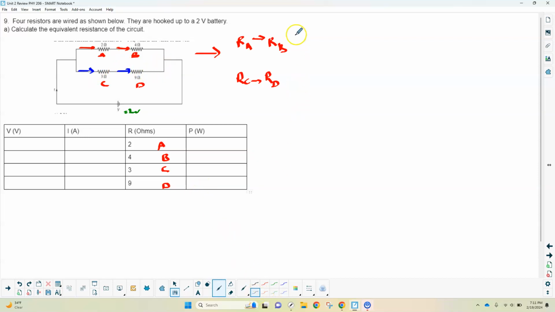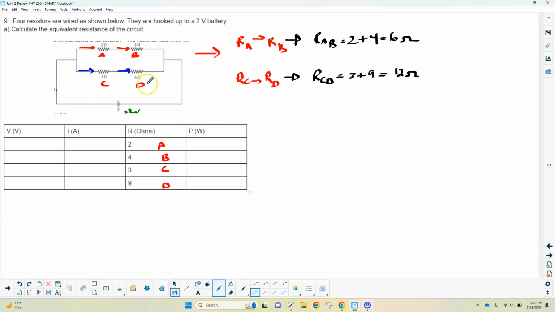So the math for this is pretty simple. For series, you just add. So RAB would be 2 plus 4, which is just 6 ohms. For CD, it would be RCD, and that would be 3 plus 9, which is 12 ohms.